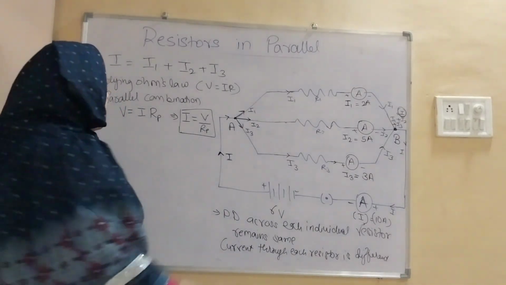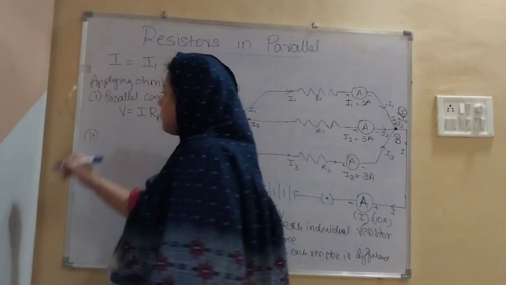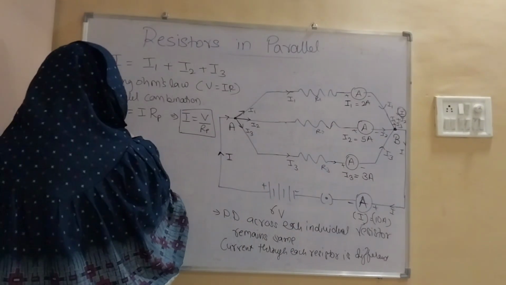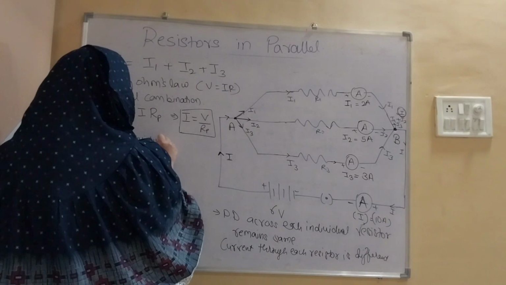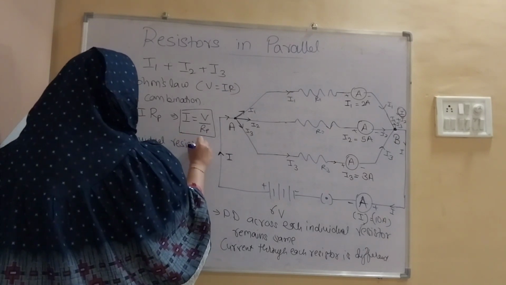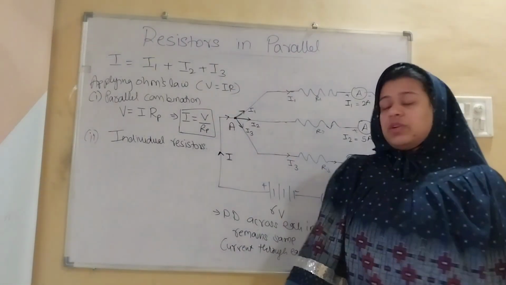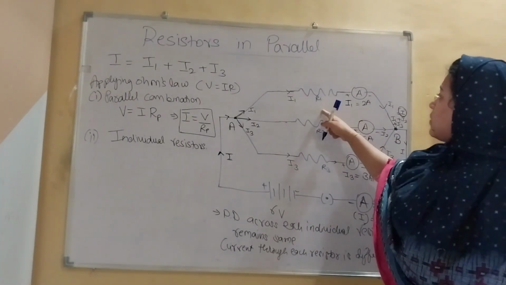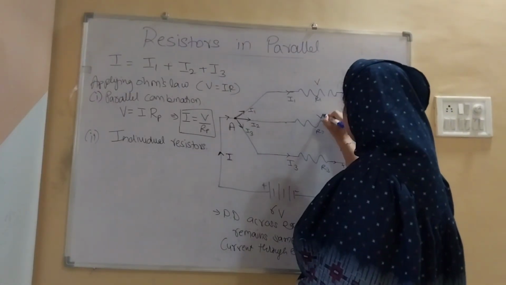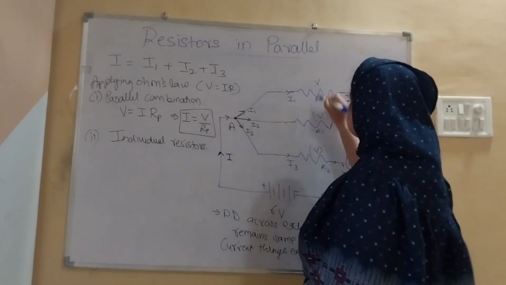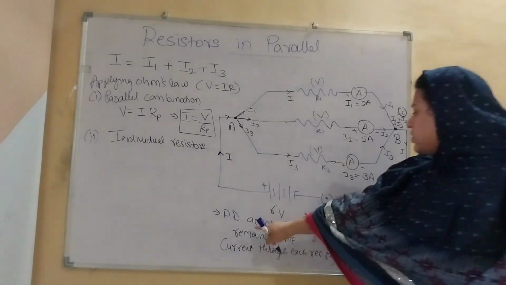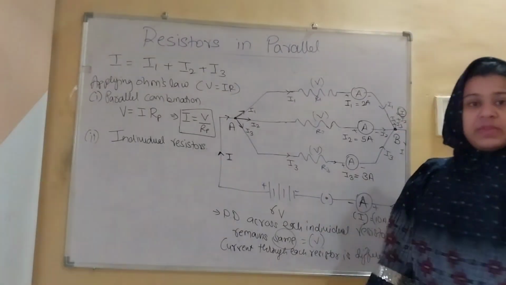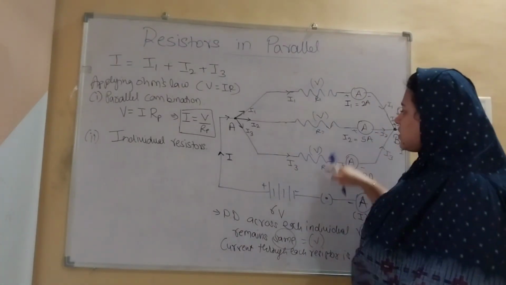Okay, now second, applying Ohm's law to the individual resistors. Individual resistors पे Ohm's law apply कर रहे हैं. So first resistor, हमें मालूम है that the potential difference through all the three resistors is V. Potential difference across each individual resistor remains same, which is equal to V. So the potential difference across all the three resistors is V.